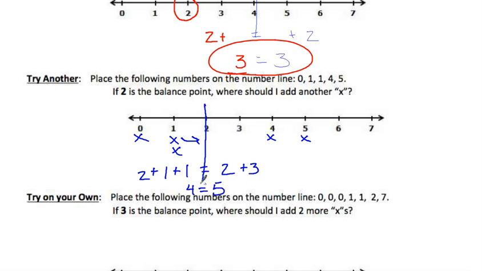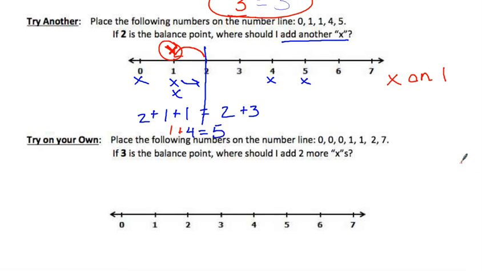So if we look at this, this is unbalanced. I need to add another x. Well, 4 is where I can add some to make it balanced. How many do I need to add to 4 to get to 5? Well, I'm going to add 1. So start at your balance point and go out 1 space, and it actually turns out that it's at the number 1. So I'm going to put my x on 1 to gain some weight on this side. So I add 1 to get 5 equals 5. Okay, so you try the last one on your own.